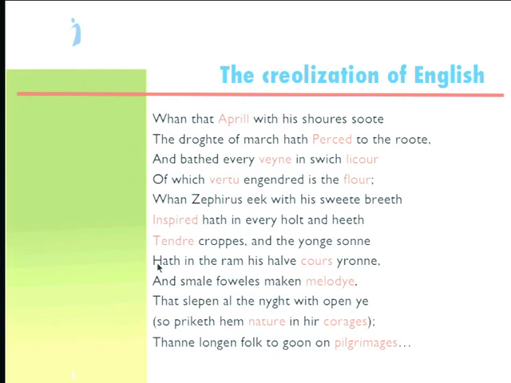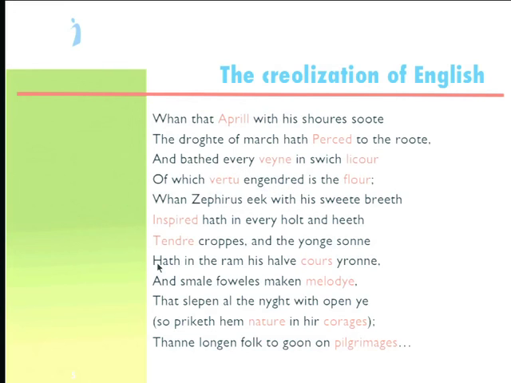But "point de April" is from French, with his sweet showers. In English: the drought of March has pierced to the root and bathed every vein in such liquor, not really liquor in that sense, of whose virtue, of whose nature, the flowers engendered. All those words in red are French words. And by this time, English is really a Creole, being a language that's formed from two other languages.